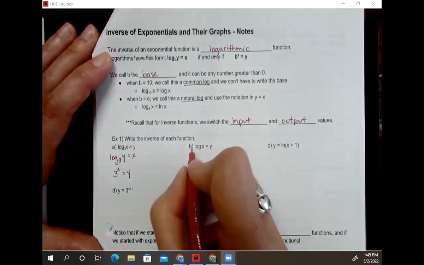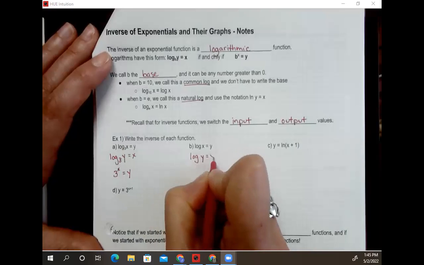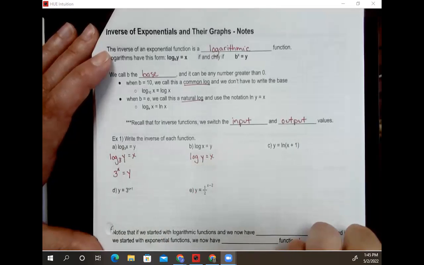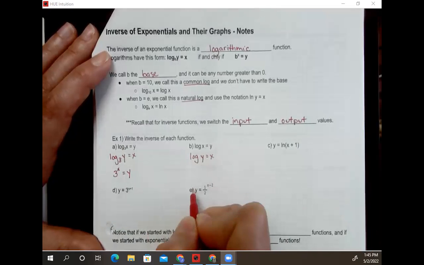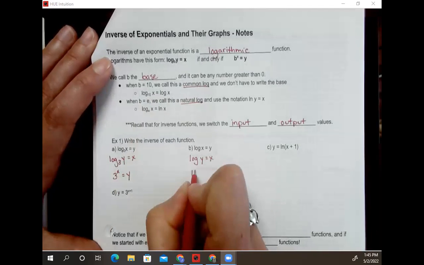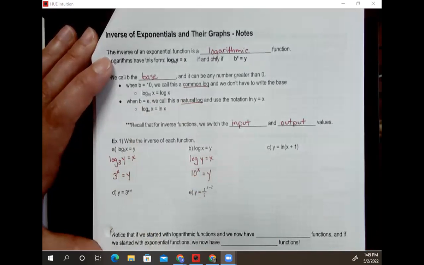For b, same idea. I'm going to start by switching x and y. Log of y equals x. And now, in order to get y by itself, I'm going to have to rewrite this. Now, I don't see a base for my log here. That means that this is a common log, and the base is 10. So I would have 10 to the x equals y. And now y is by itself, so I don't have anything else to do with that function.